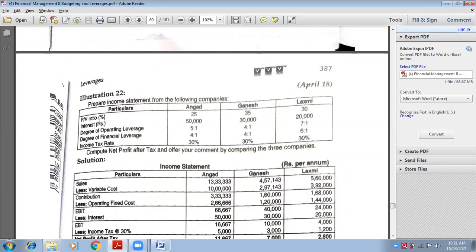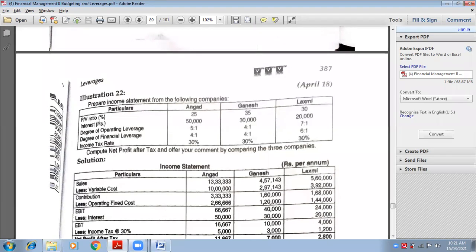Yes, ma'am. In cost accounting. Yes, cost accounting. You have done PV ratio, no? PV ratio is equals to contribution upon sales into 100. Very good. Contribution upon sales into 100. You will be able to find out either of the things which is not available.